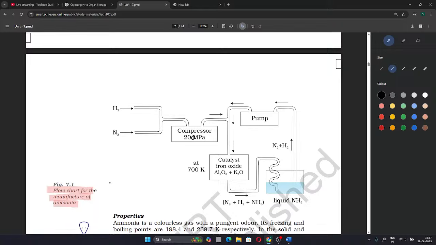Compressor, this seems to be an equilibrium, where first it will be compressed, then N2 plus H2, one way it comes from these pipes where it is getting compressed, and the other way it comes from the liquid ammonia, and both are mixed, and with a catalyst of iron oxide, aluminium oxide, and potassium oxide at 700 Kelvin, all these mix to form liquid ammonia. This is the flow chart.